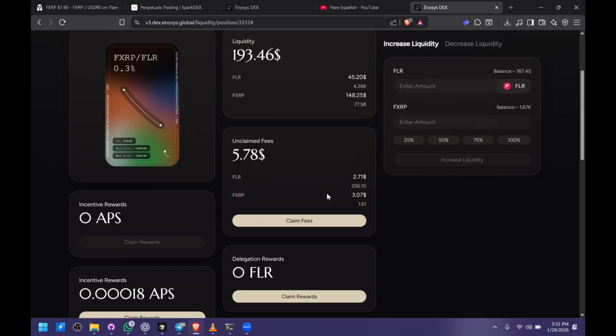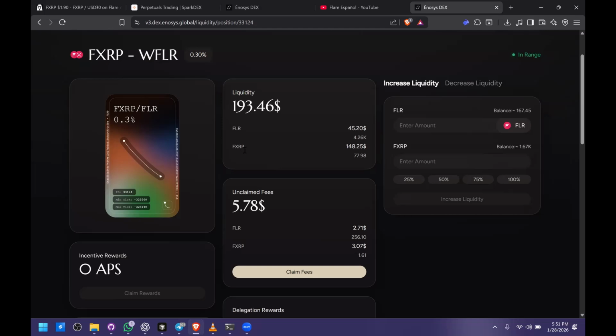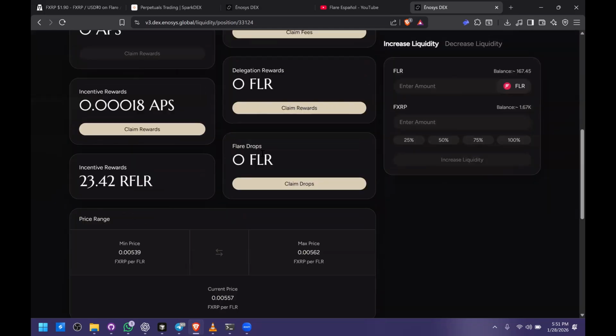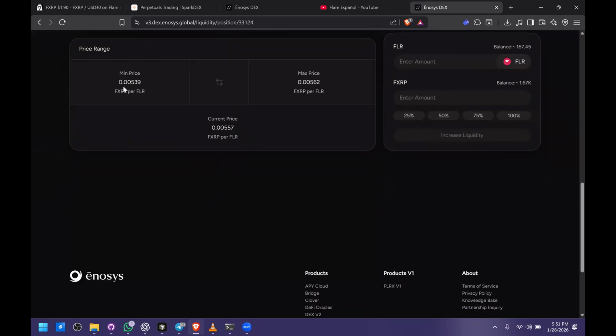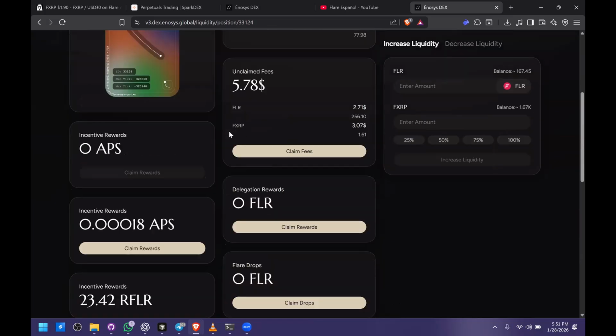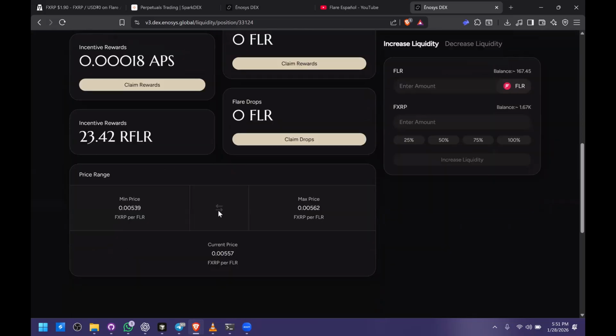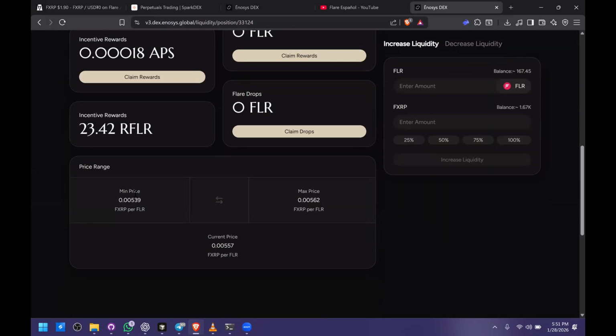All right. So this liquidity pool is between Flare and FXRP. And as you can see right now, this is my minimum price, this is my max price, and I'm right in the middle. So this is an LP that I'm running. If the price goes below the minimum price, I'm going to be fully converted into Flare. And if the price goes above the max price, then I'm going to be fully converted into FXRP.